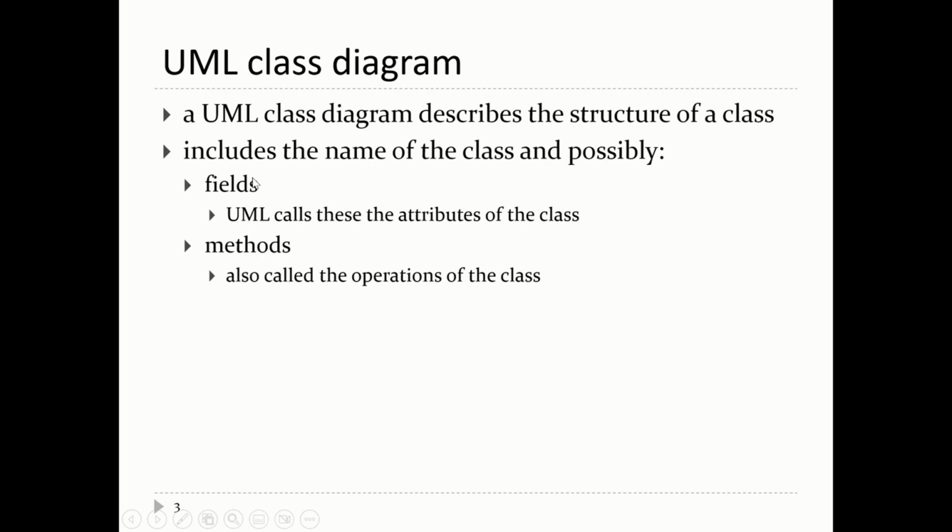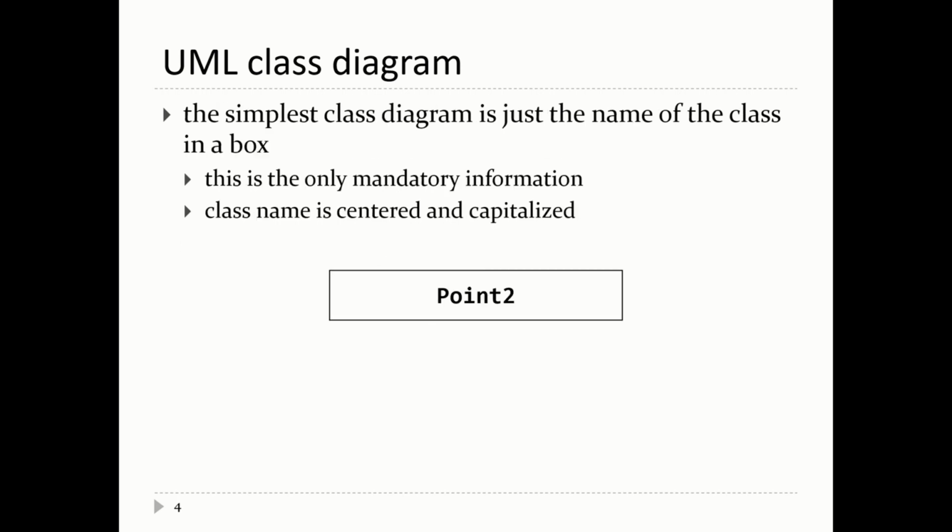So you can put the fields in your diagram, and you can put the methods in the diagram. UML uses the term attribute for your fields, and it uses the term operations for your methods, because UML is supposed to be language agnostic. In other words, any object-oriented program should be describable by a UML diagram. So they use these generic terms, attributes and operations, instead of the Java-specific terms, fields and methods. All right, so that's your simplest UML class diagram.